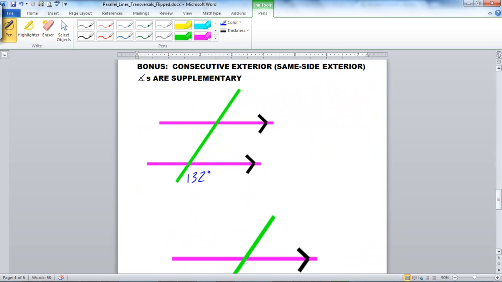And the last little bonus information here, the consecutive exterior or the same side exterior. Notice I'm looking at this angle here and this angle, they're on the same side of the transversal, but now they're on the outside. These are also supplementary, so 180 minus 132, this would be 48 degrees out there.